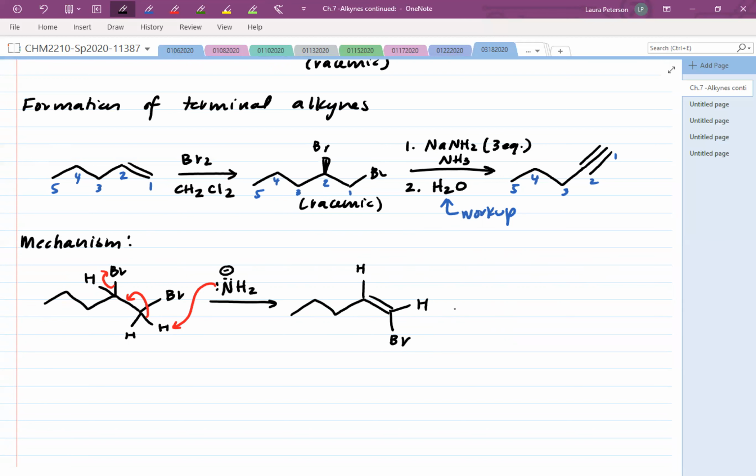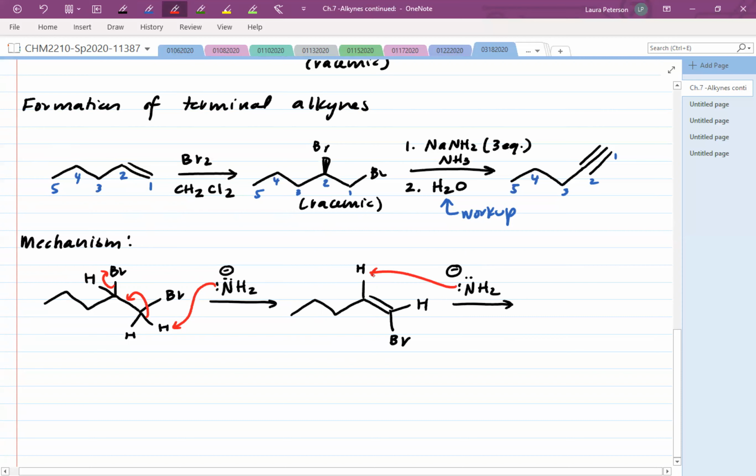Okay, so there was our first equivalent of NH2 minus. Now let's react with our second equivalent of NH2 minus. That amide is going to pick up the proton at this position, we're going to donate electrons and kick out the leaving group. And so now we've formed what looks like our product. But notice what we've done here, right?